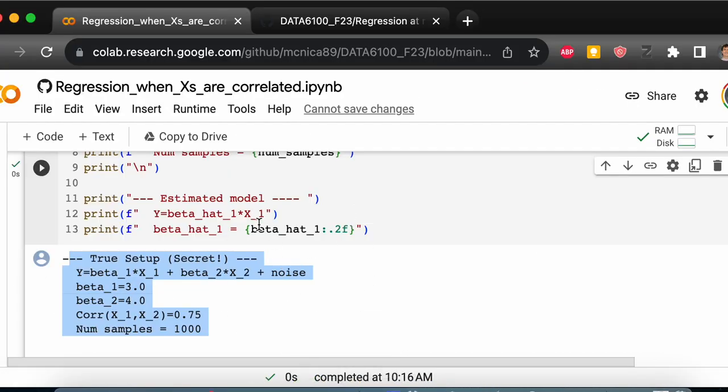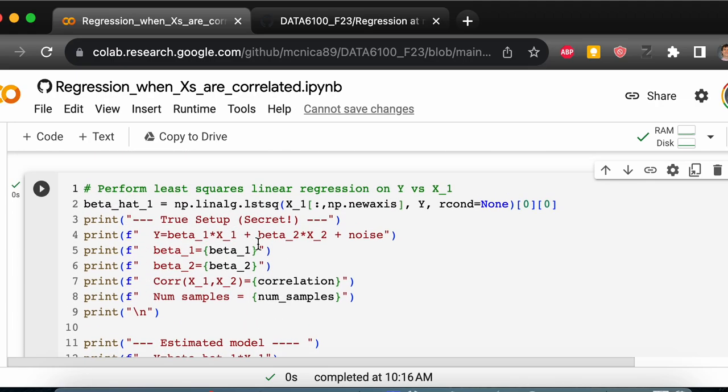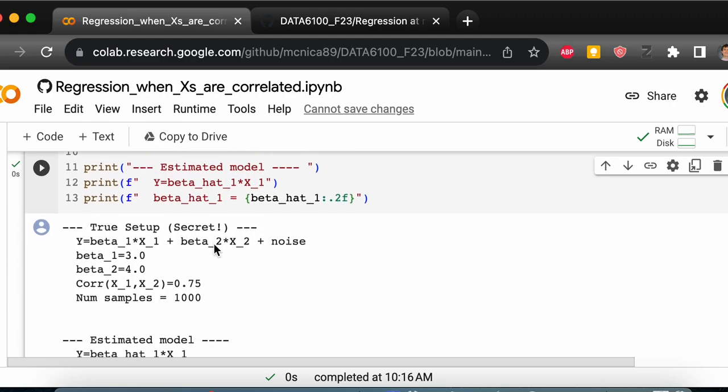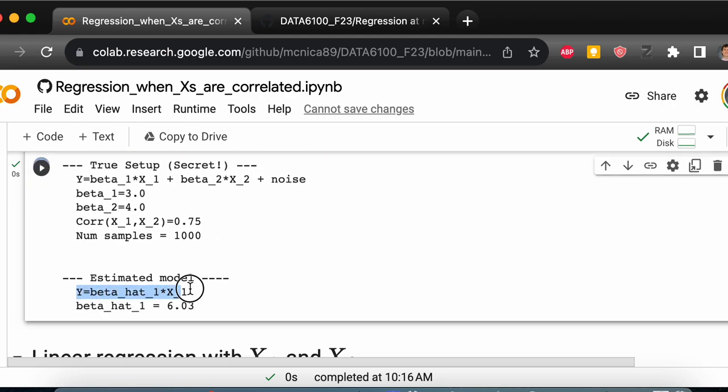Then I said, okay, let me do a linear regression. I did a really simple linear regression using the NumPy version, which is the simplest possible version. numpy.linalg.lstsq is least squares, the same thing as linear regression. And I just took x1 and y. So I made this model, which is the model we were talking about: y equals beta 1 hat.